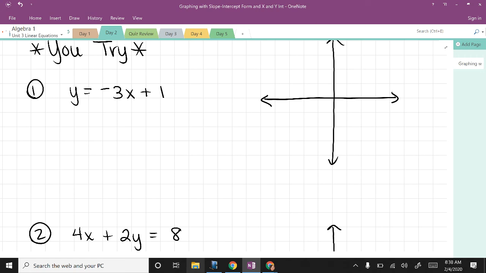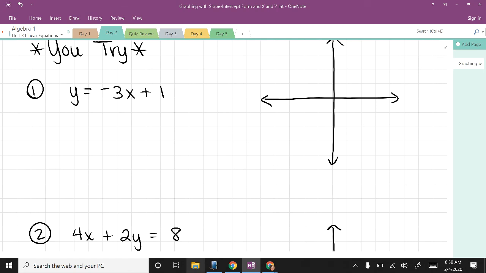x minus 3 equals 0. x plus 7 equals 0. How do I solve the equation x minus 3 equals 0? Add 3 on both sides. x equals 3. x plus 7 equals 0. How do I solve that? x equals -7.